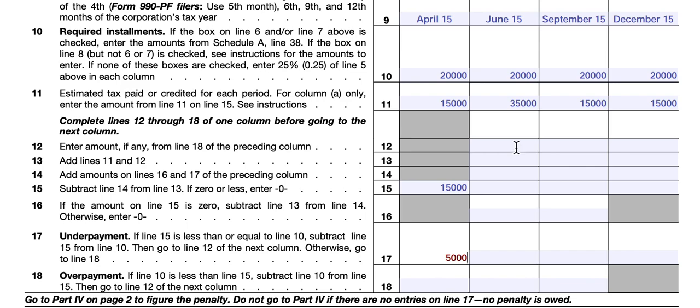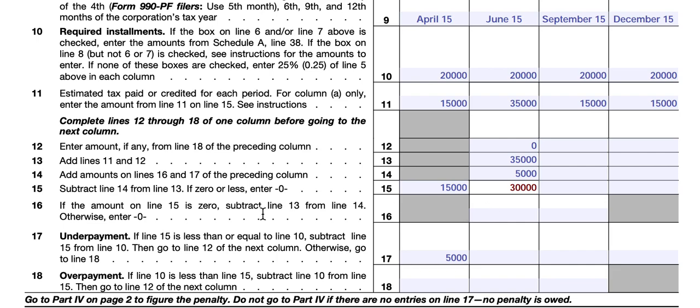So now we're going to go up to line 12 of column B, and it says enter any amount from line 18 of the preceding column. There is no line 18 amount because that's the overpayment. Now we're going to add lines 11 and 12. This is the estimated tax paid or credited. So we paid $35,000 in the next quarter, and we're going to add lines 16 and 17 of the preceding column. We only have line 17, so we're going to put $5,000 there. And then we're going to subtract line 14 from line 13, and we get a total of $30,000.